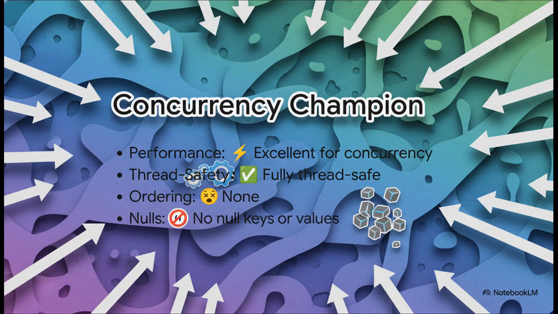So yeah, the undisputed champion for concurrency is ConcurrentHashMap. It was built from the ground up for high performance in multi-threaded code. It's got the speed of a HashMap, but with fantastic built-in thread safety. Just remember two things. Like a HashMap, it doesn't guarantee order, and it's very strict. No null keys or values allowed.